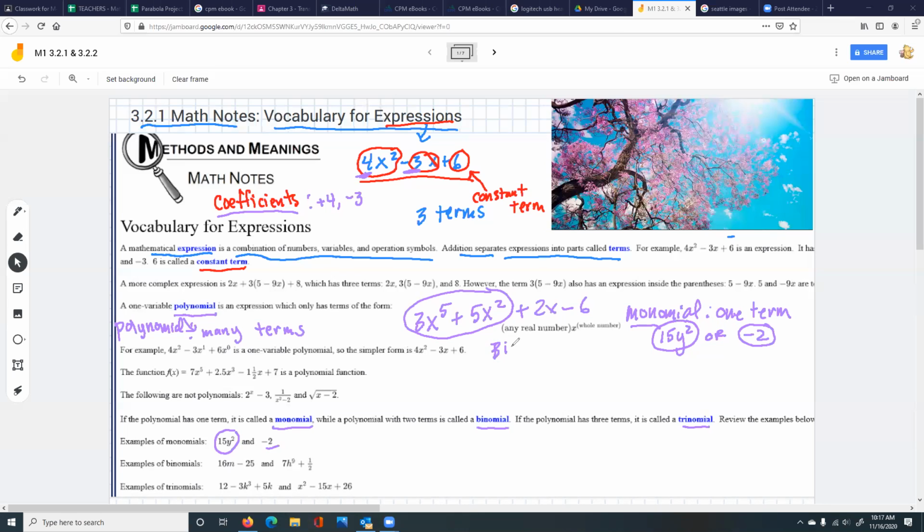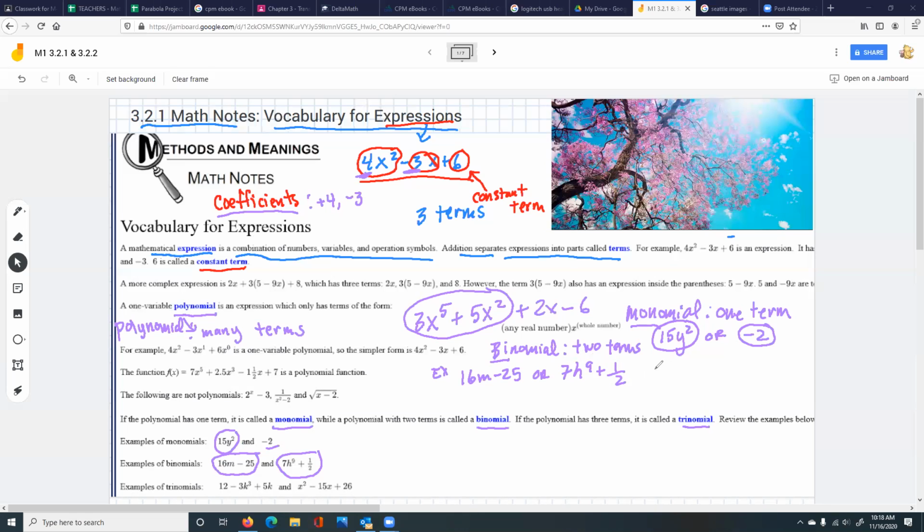What is a binomial? A binomial has two terms. The prefix bi means two. So a binomial has two terms like this, 16m minus 25. Example: 16m minus 25 is an example of a binomial. Another example they have here is 7h to the 9th power plus 1/2. That's a binomial. We have two terms.